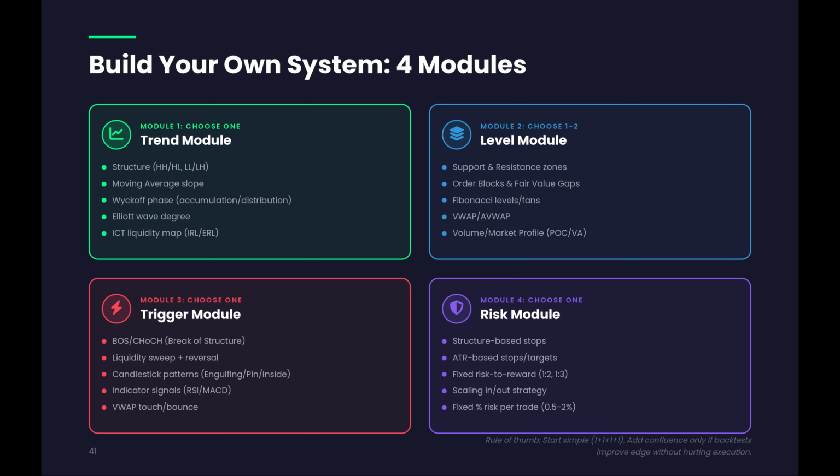Choose one, just one. Don't try to use all 5 simultaneously. Pick the method that makes visual and logical sense to you. If you understand Wyckoff phases intuitively, use that. If moving averages resonate with you, use those. If ICT liquidity concepts click, use that framework. One clear method for defining trend and phase.